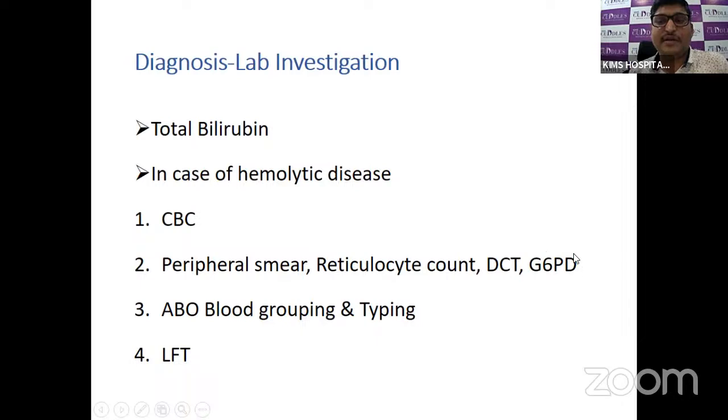These can be performed routinely, or should be performed when there is an increase in bilirubin or a sudden increase in the bilirubin, or when it doesn't fall even on intensive phototherapy. ABO blood grouping and typing, and liver function tests are done in case of prolonged jaundice or persistence of jaundice beyond 2 to 3 weeks.